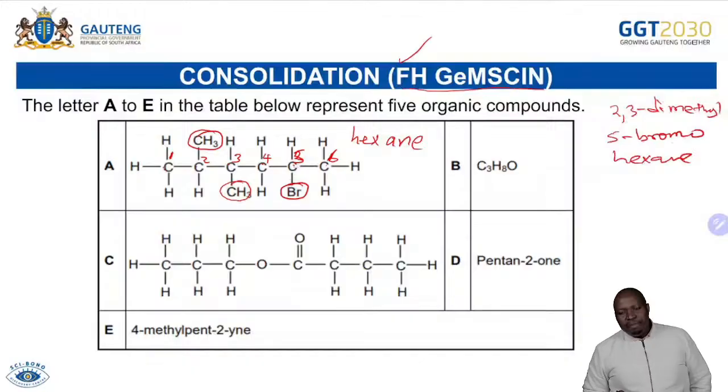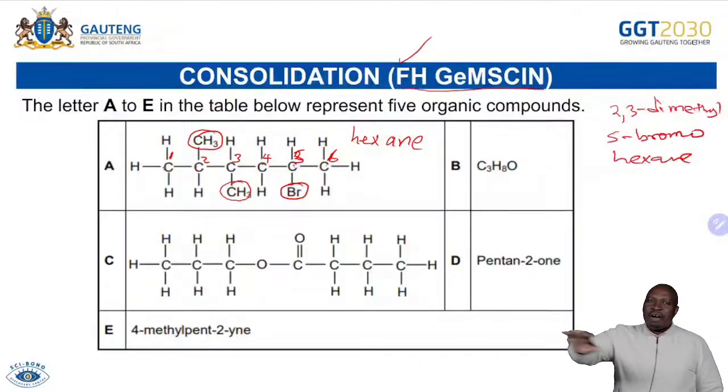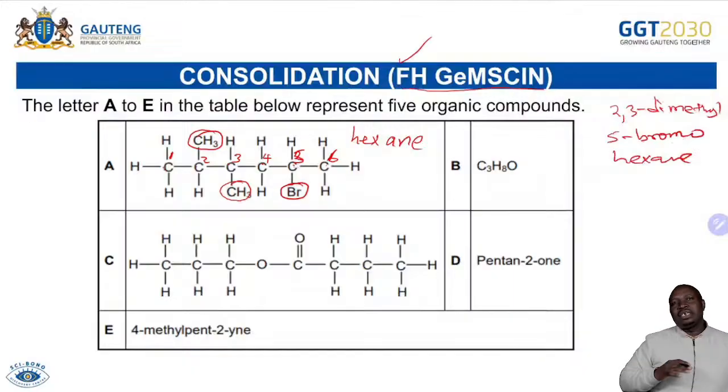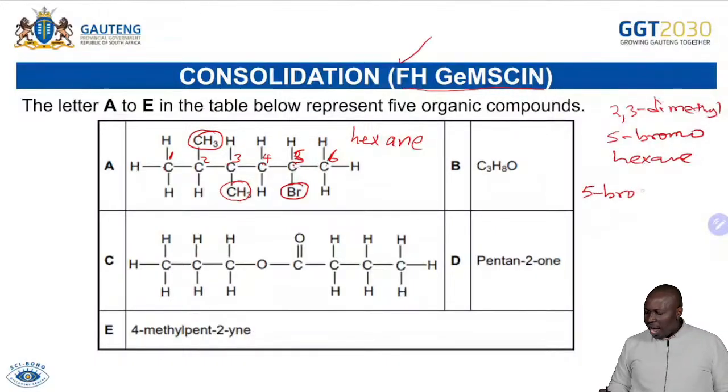So when you write the name, very important, not for numbering but for writing the name, always use alphabetical order among your substituents. So in this case, I will give the name of the structure as 5-bromo because B comes before M for methyl. So this is 5-bromo-2,3-dimethylhexane. Don't forget the hyphens.